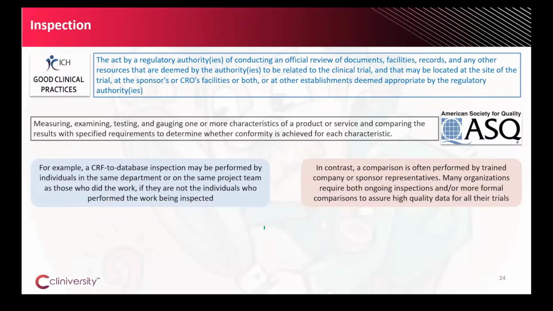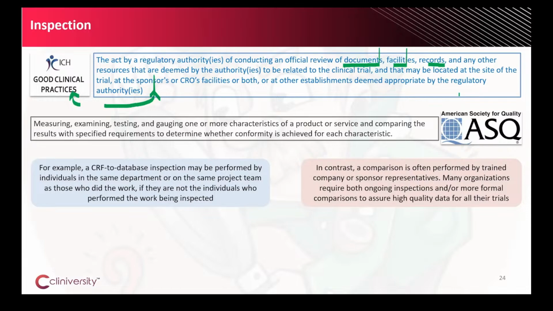Another important aspect of quality is inspection, and the E6 or the Good Clinical Practices, GCP, that defines ICH inspection as the act which is done usually by the regulatory authorities, and they conduct an official review of everything. That's the documents, the facilities, recordings, or the records, or any other resources which the authorities feel are related to the clinical trial. So anything related to the clinical trial will be officially reviewed by these authorities. And either they could be at the site, or the sponsor facility or the CRO facility, or any other establishment, even the vendors at times, as appropriately felt by the regulatory authorities.